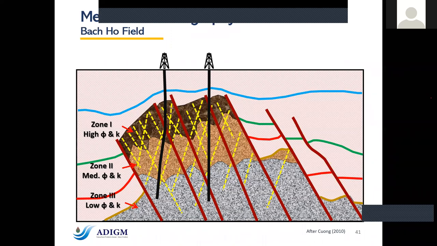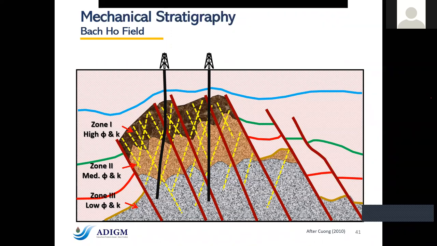So it's quite difficult to explain it, but there is one publication about that, I don't remember, maybe in the APG or something, that they observed that the limb area, especially the back limb area, is more fractured compared to the fault hinge or the fore limb.